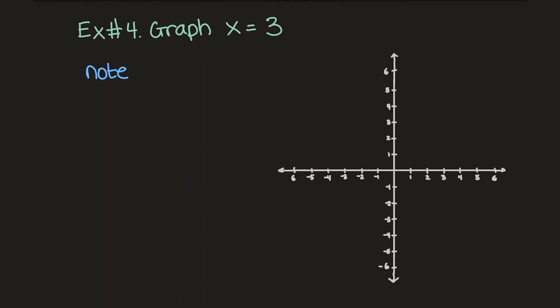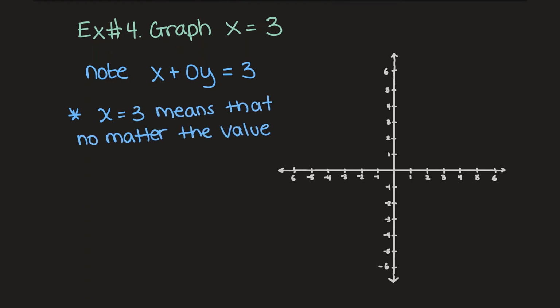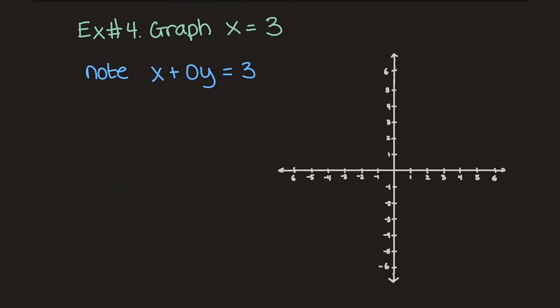Let's go over this with an example. We wish to graph the equation x equals 3. Again, this can be written as x plus 0y equals 3. So x equals 3 just means that no matter the value of y, x is always equal to 3. So if we write out our table of ordered pairs, x is always 3 for each ordered pair. We can just pick any value for y, since it will always get multiplied by 0 anyway and get eliminated.